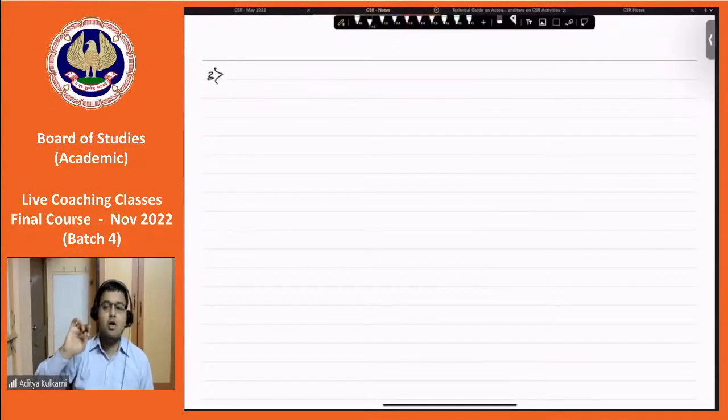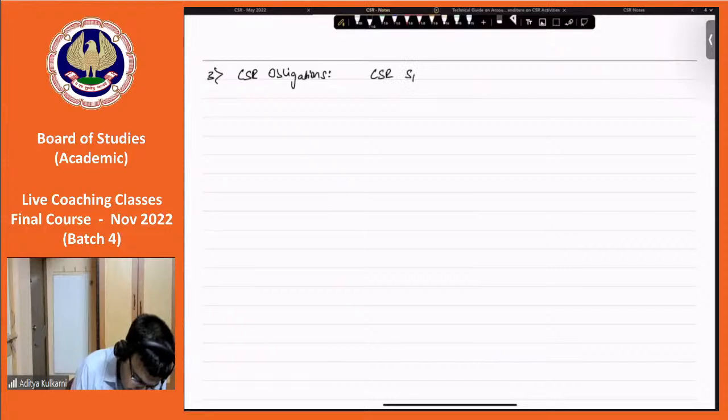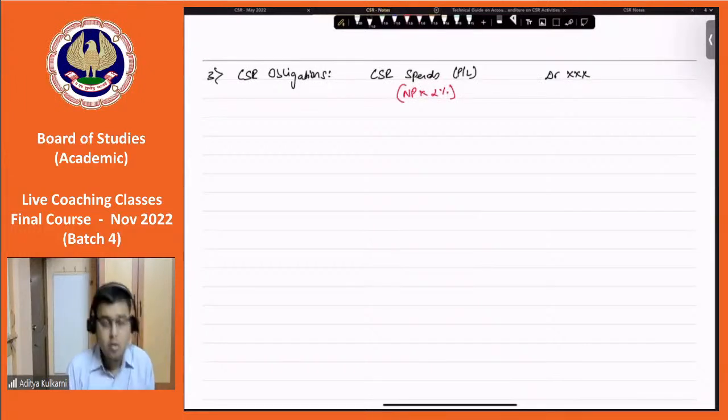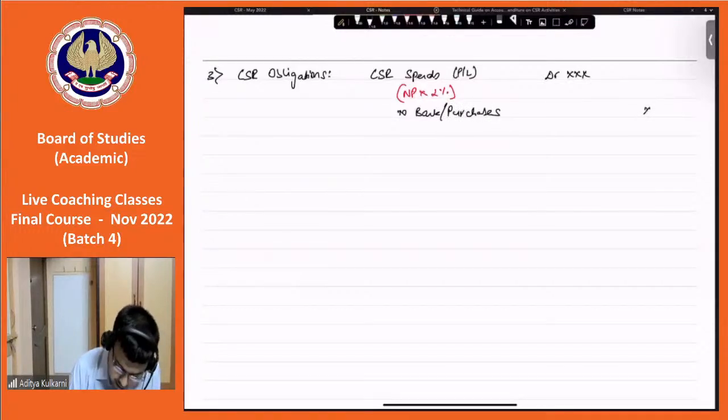And therefore, you have to expense entire 2% to the profit and loss. So the entry will be, this is for CSR obligations. Entry will be CSR spends account debit. This will go to the P&L. Your obligation is for net profit into 2%. You have to recognize this. And then to bank or purchases. It is in cash or kind, whatever it is.